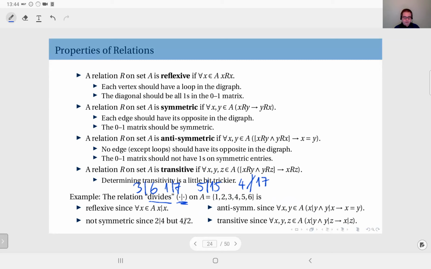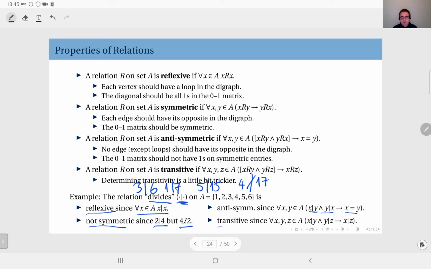Now, this relation is reflexive because every number divides itself. Is it symmetric? It's not symmetric. Why? Because, for instance, 2 divides 4, but it doesn't go the other way. 4 doesn't divide 2. Okay, so it's not symmetric. And is it anti-symmetric? Is it the case that when x divides y and y divides x, then x equals y? Yes, because if two numbers x and y divide each other, it can only happen when the numbers are actually equal. Okay, so it's anti-symmetric.